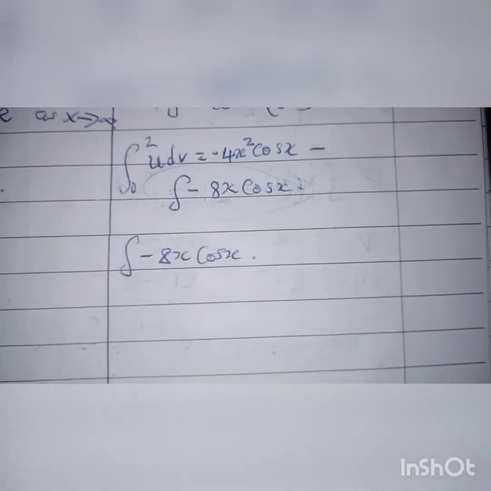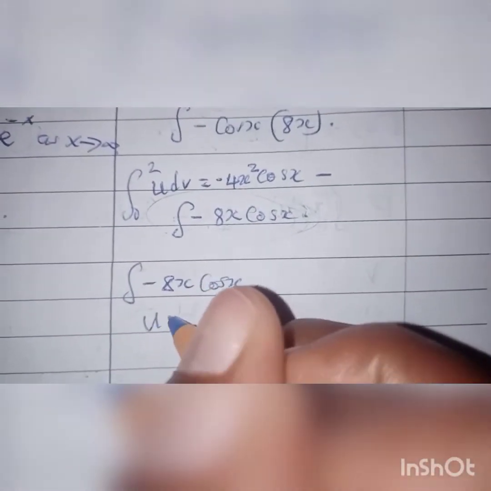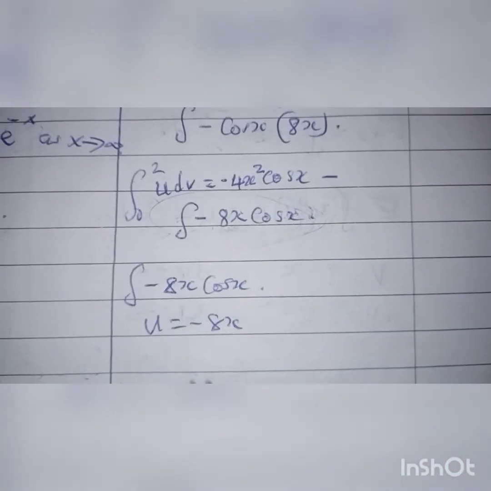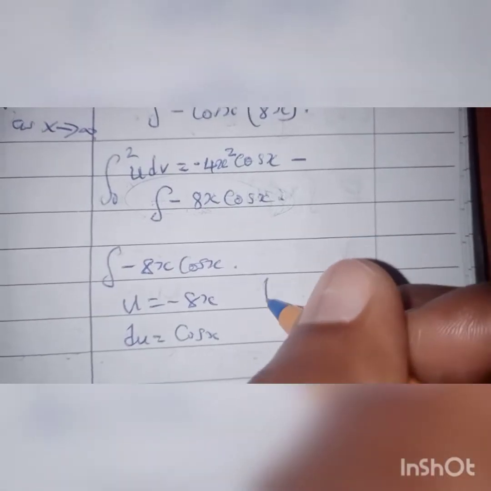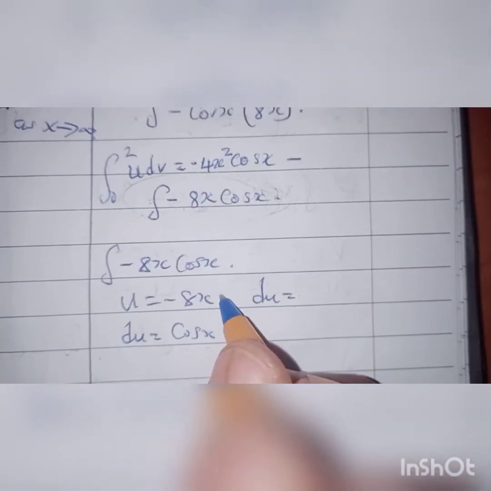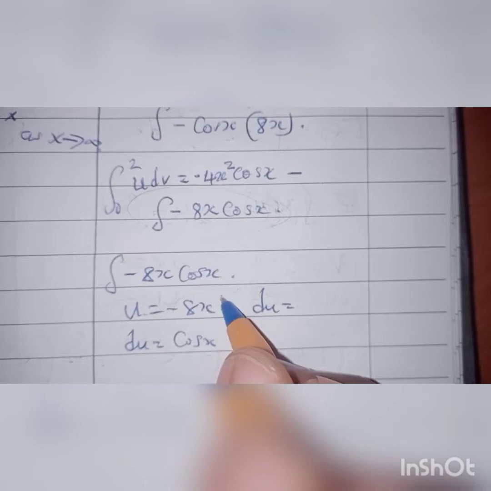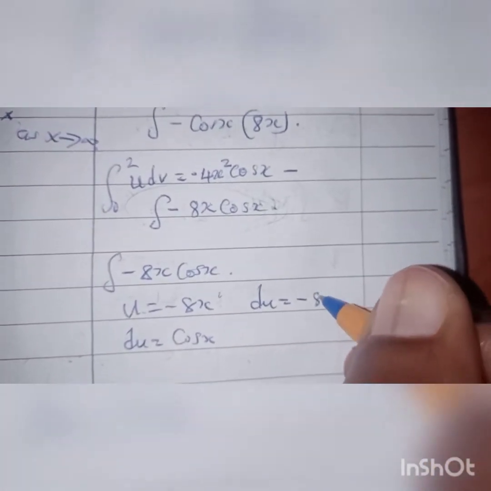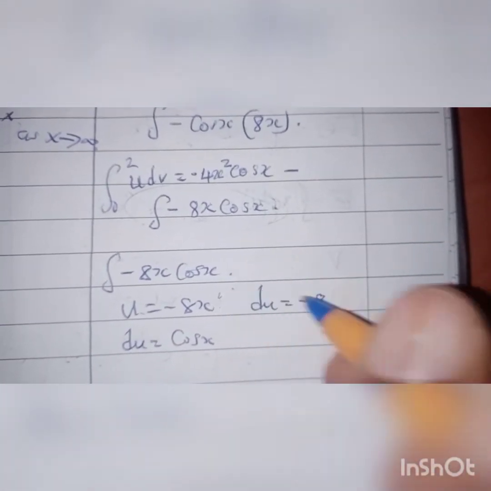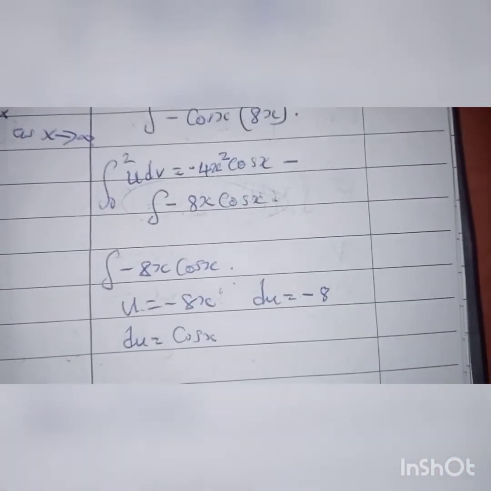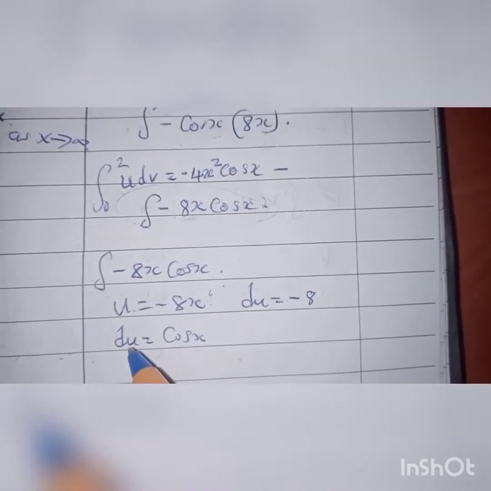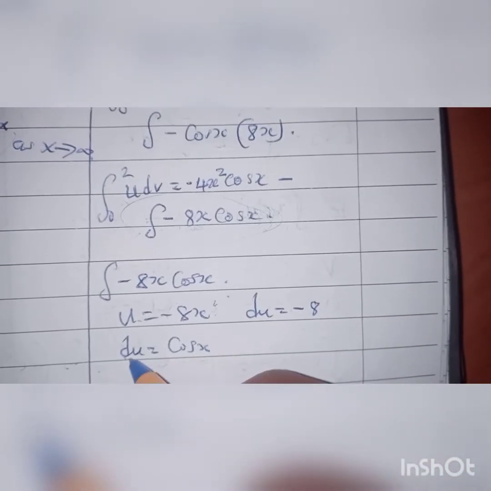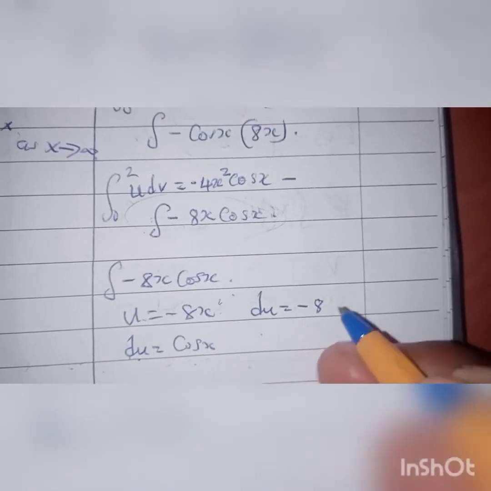For minus 8x cos x, we select our u to be minus 8x because it can reduce, and dv we just set to be cos x. Then du, we differentiate. When we differentiate this times 1, it will be just minus 8, then x raised to the power 0, which is 1. Now, can't you see that one function has disappeared, and we are done with that function when we integrate this form.